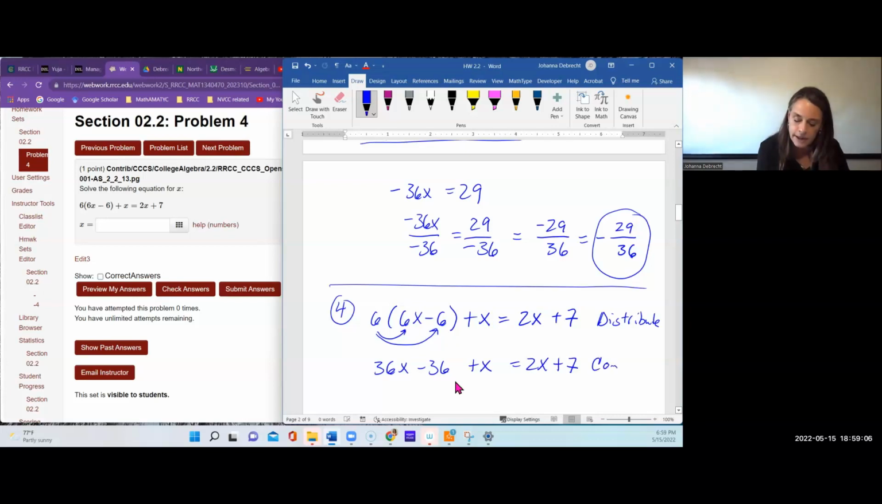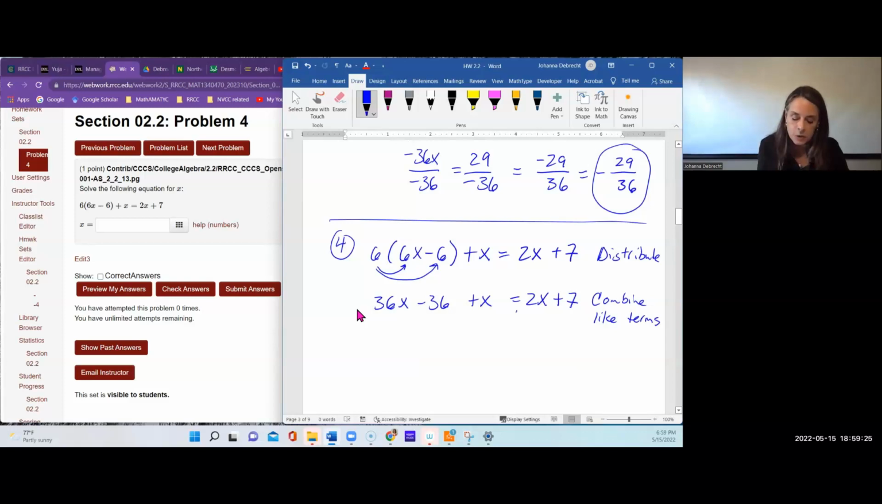Now I need to combine like terms on the same side of the equation. Again, this is something that a lot of students will make a mistake over. They see the 36x term here and the x term there, and they'll subtract the x to get them together. But that is wrong. The problem is the equal sign is here. You don't need to subtract x to move it, just add them. They're already on the same side. 36x plus another x would be 37x on the left, minus 36, still equal to 2x plus 7.